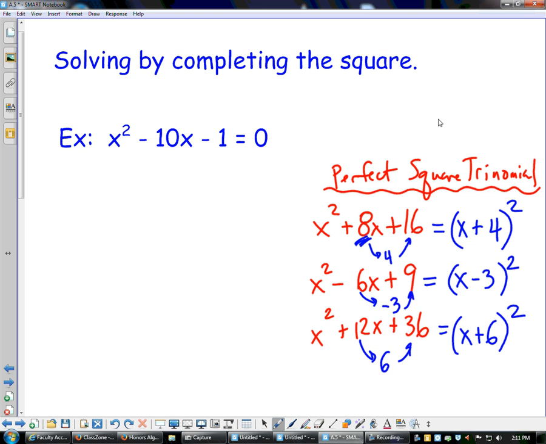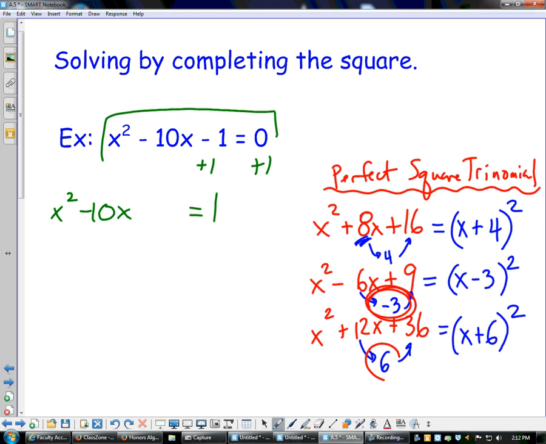So if we want to solve this one here by completing the square, our first step would be to get rid of this 1 because right now it's not forming a perfect square trinomial. So let's add 1 to both sides. We get x squared minus 10x, I'm going to leave a little room to complete the square, equals 1. At this point, we want to find that mysterious number. So in order to do that, we take half of this middle coefficient. Half of negative 10 is negative 5. And then negative 5 squared is 25. So I'm going to add 25 here.